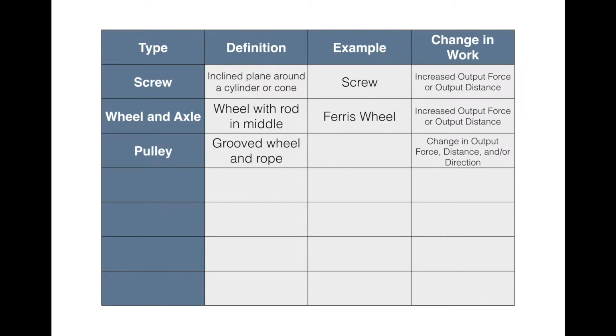Now, like I said, a pulley is a grooved wheel and rope used to lift or move an object, and it changes the output force, distance, or the direction, and it depends on how it's set up. There are three types that we're going to discuss here, so go ahead and get that written down.